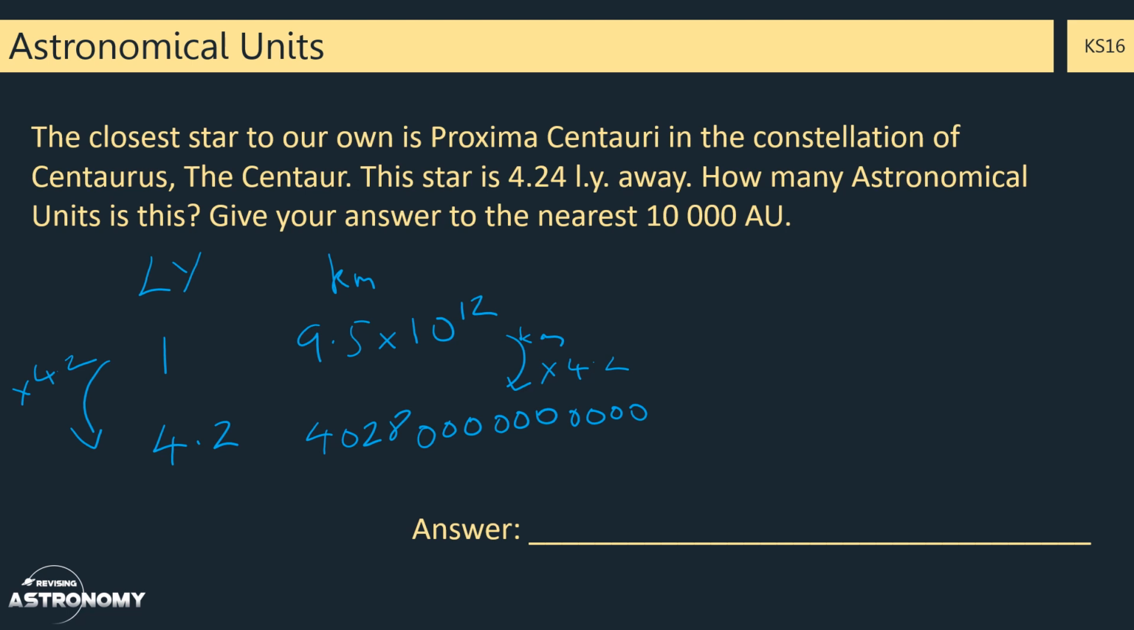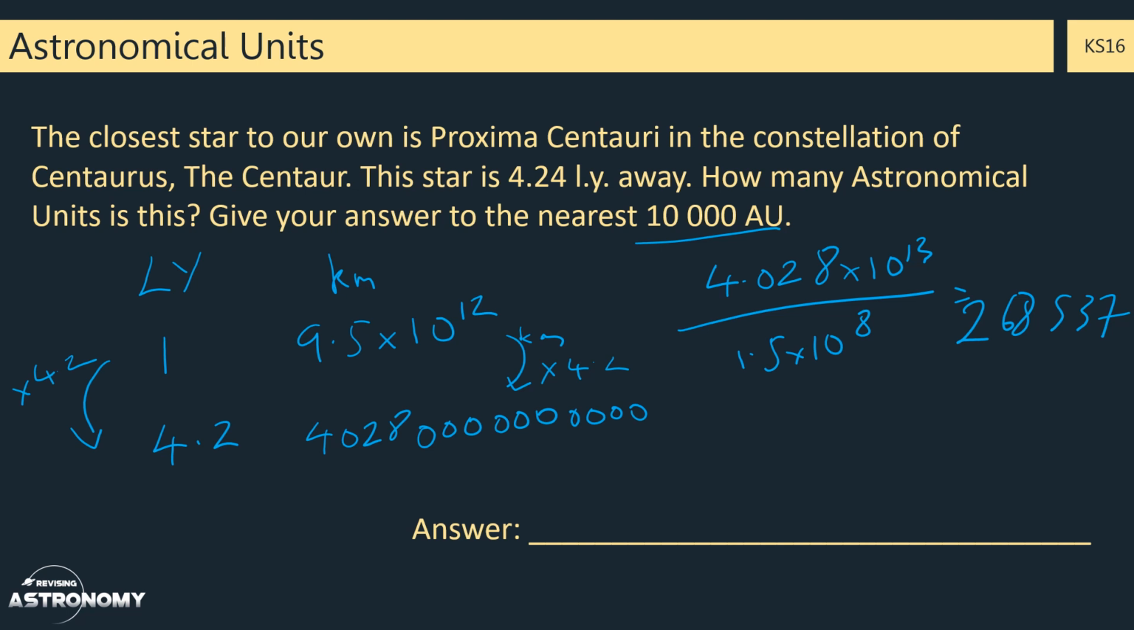We then need to convert this from light years into astronomical units. So we therefore need to divide it by 1.5 times 10 to the 8. So we're going to take our number there, which is 4.028 times 10 to the 13, and divide it by 1.5 times 10 to the 8 to turn it into astronomical units, which gives us 268,537. Now it says it wants us to the nearest 10,000, so that will be looking here. So therefore it's going to be 270,000 astronomical units.